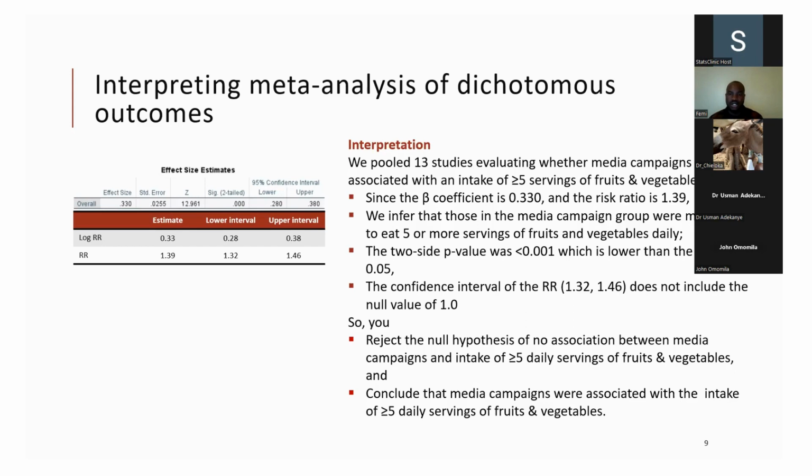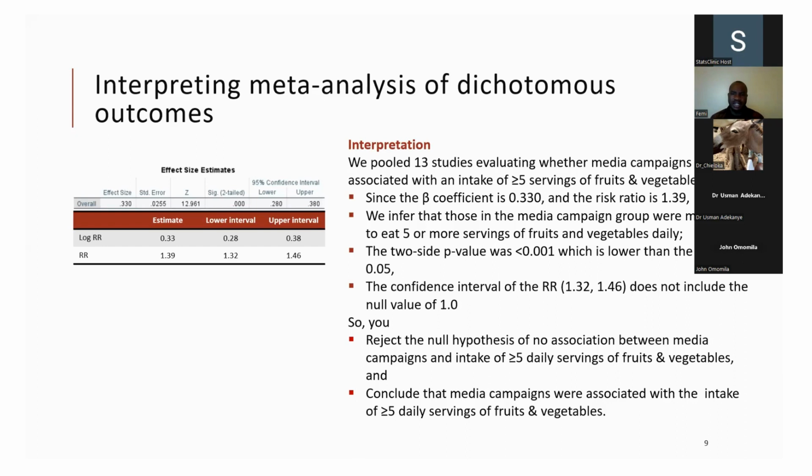That's the null value, it's 1. You now check your confidence interval. Does this include a value of 1 or does this exclude a value of 1? If it includes a value of 1, then there might be no relationship between intake of 5 servings of fruits and media campaigns. If it doesn't include a null value of 1, then you can reject the null hypothesis.